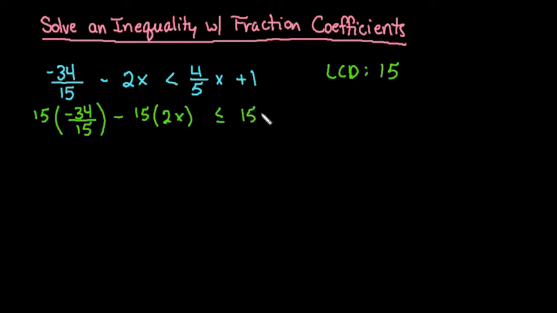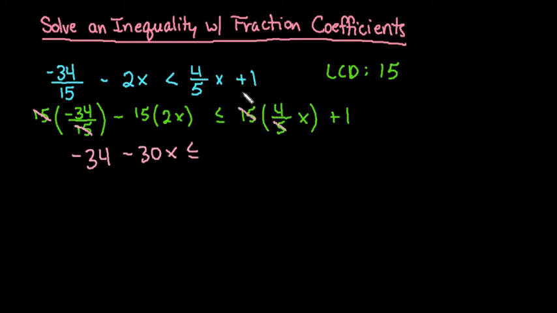When I do that, because I can divide 15 by both 15 and 5, it gets rid of my denominators, so then I just have an expression that's linear, and it makes it a lot easier to solve. So with this, my 15s would cancel out, and I'm left with negative 34 minus 30x is less than or equal to, and with this one, 15 divided by 5 gives us 3, and then 3 times 4 gives us 12, x plus 1. Now we have a nice linear inequality where we just have the one variable. There's no fractions, and I know it's a lot less scary for most people to not have the fractions.